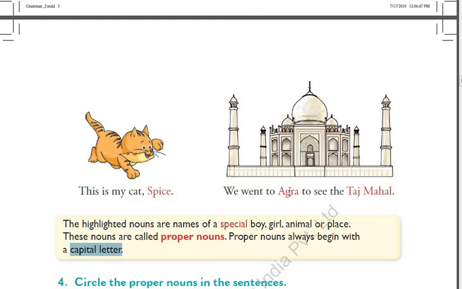Yes, if you can see the highlighted words here in the examples, they all begin with a capital letter compulsorily. It is very much mandatory. If it is a proper noun, you have to start it with a capital letter. See, Agra, it is a place, so A starts with capital. A is capital, I mean to say, correct?